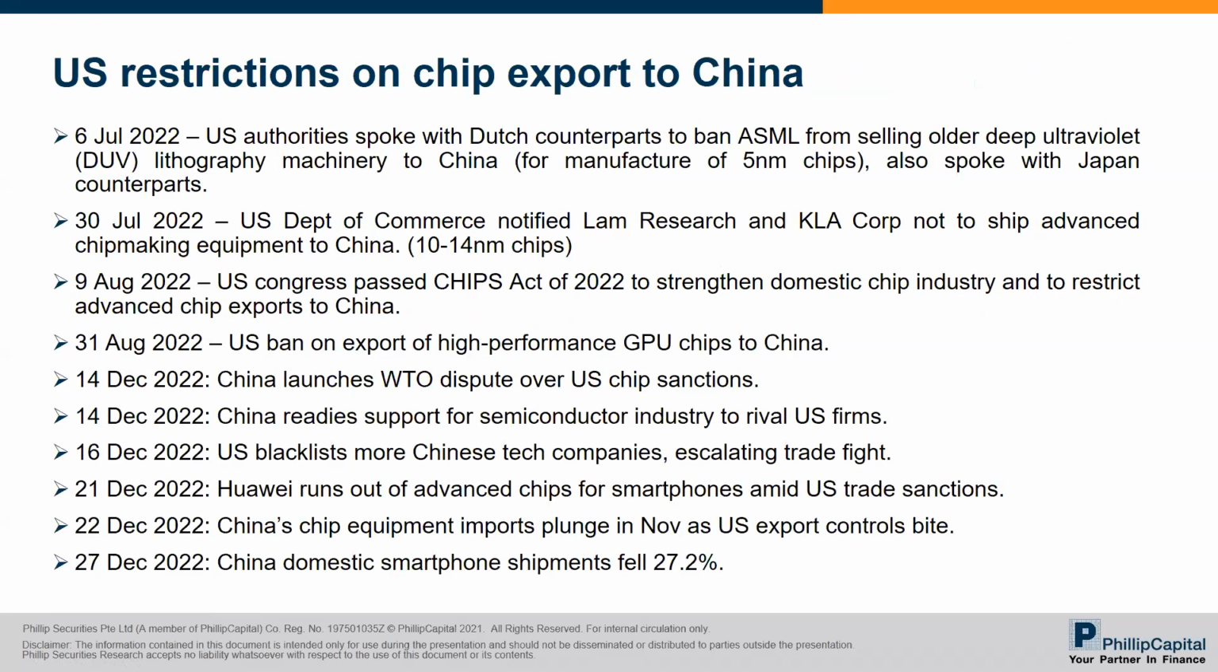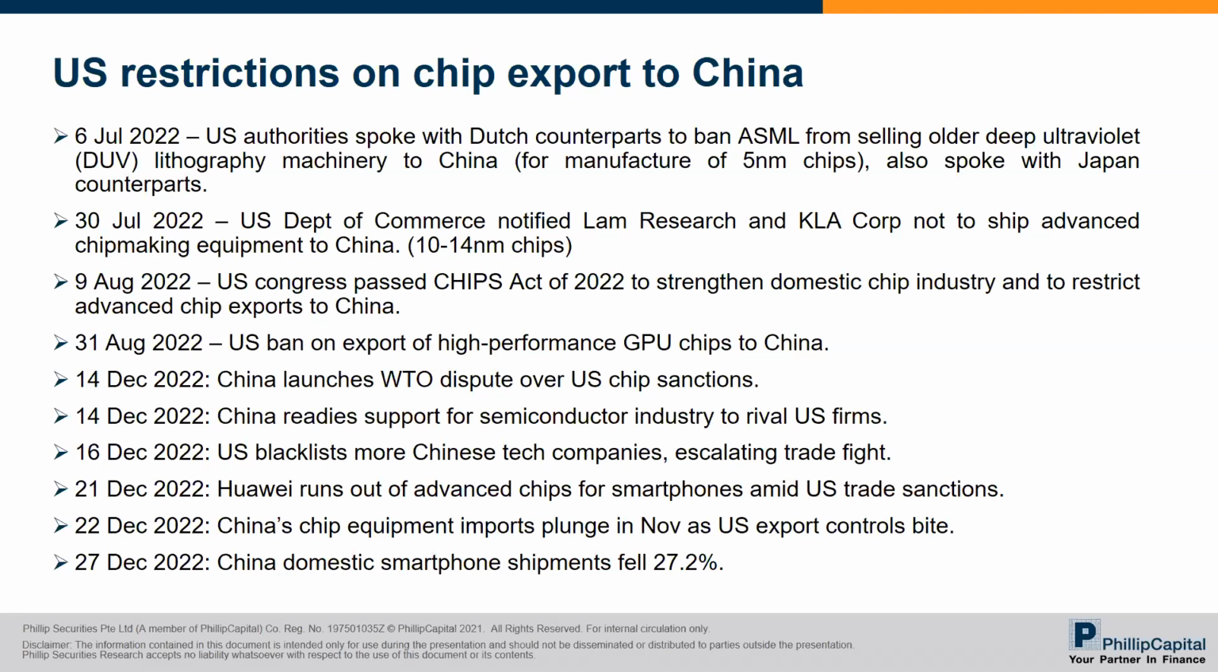Okay, and then taking a closer look at the impact of US restrictions on chip export to China. We see that in the last few months the US has been trying to curtail Chinese tech development. They spoke with the Netherlands, they spoke with Japan, and they spoke with domestic US chip companies not to ship advanced chip-making equipment or advanced chips to China. So all this is to curtail Chinese rapid development in tech.